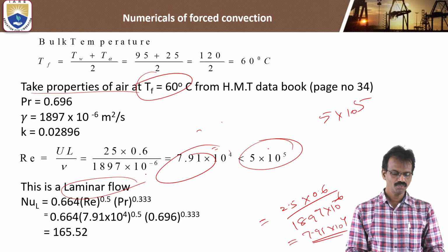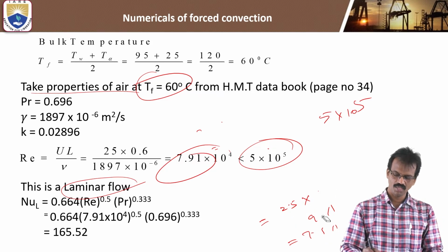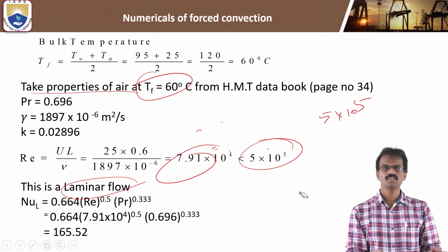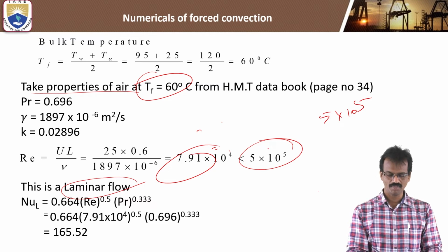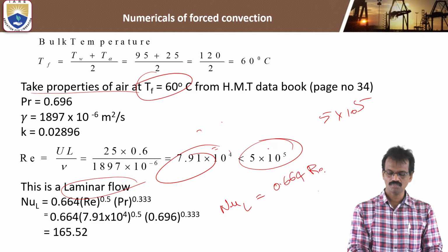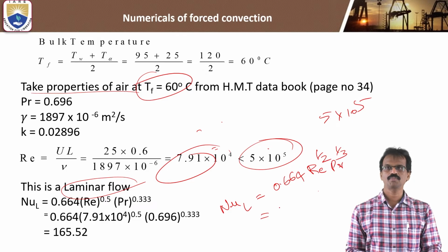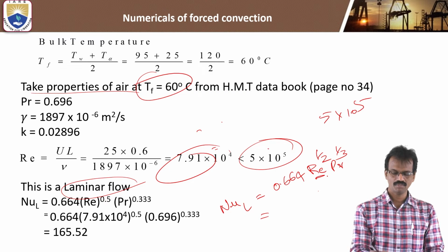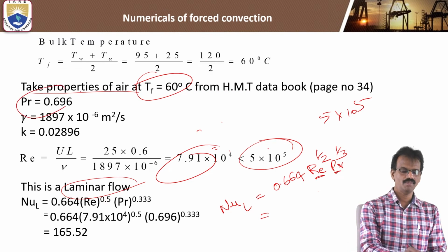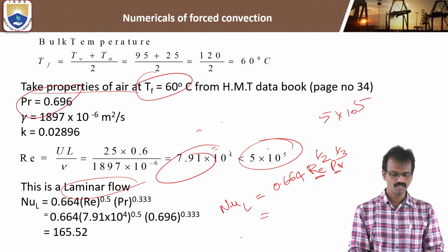So for laminar flow, you have to find the Nusselt value using the Nusselt formula, which is related to the Reynolds and Prandtl numbers. For the full length, I am taking Nusselt equal to 0.664 into Re to the power of 1 by 2, Prandtl to the power of 1 by 3. You know the Reynolds value and the Prandtl value, so if you solve this, you will get the Nusselt value, which is equal to 165.252.